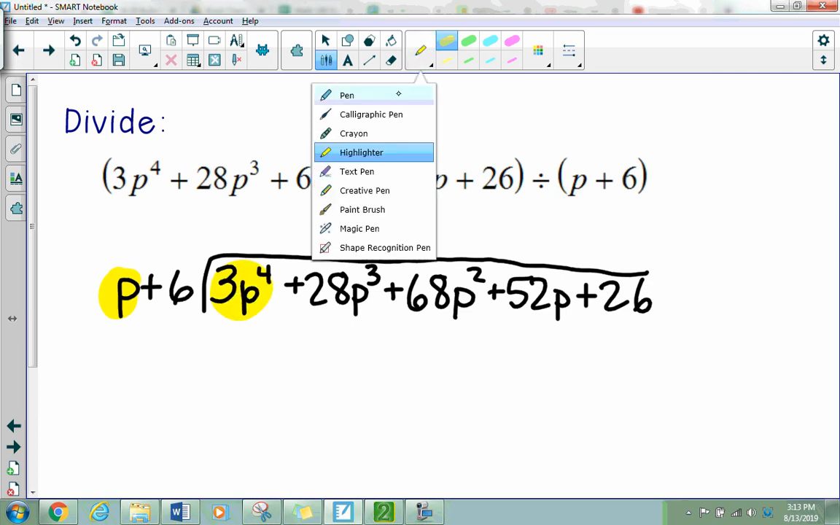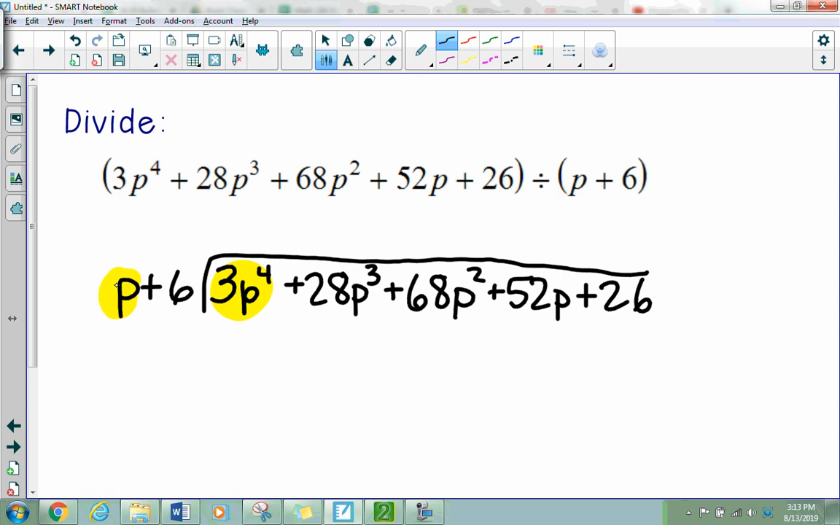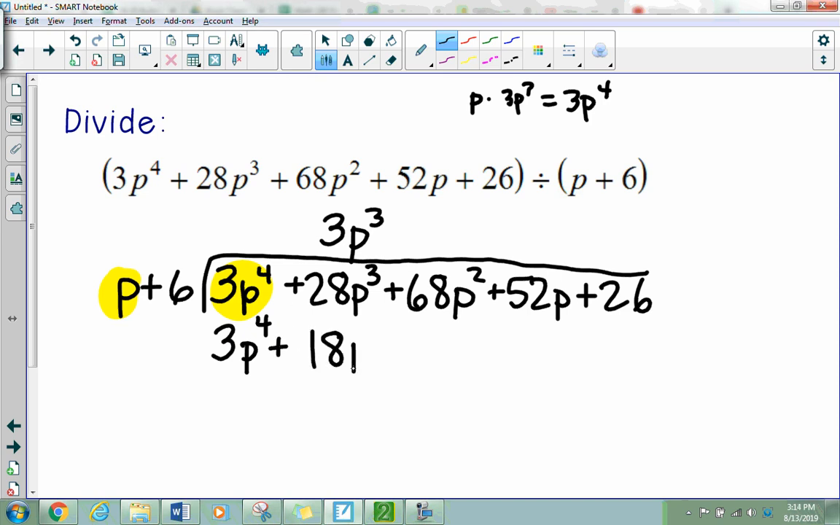And ask yourself, what do I need to multiply p by to make it become 3p to the fourth? Well, if you think about it, p times 3p to the third would equal 3p to the fourth. And so I put 3p to the third on top of the division house and I multiply around. 3p to the third times p makes 3p to the fourth. And now's where the 6 comes into play. 3p to the third times 6 makes plus 18p to the third.